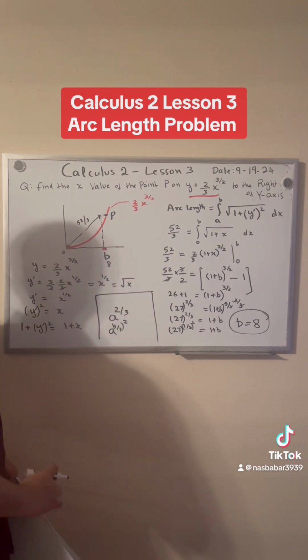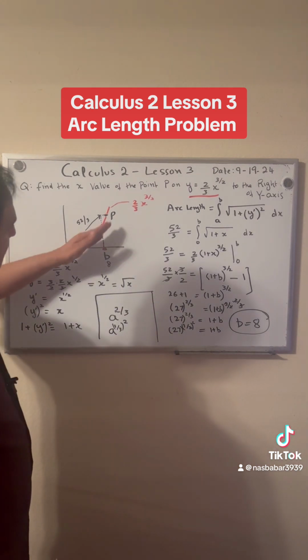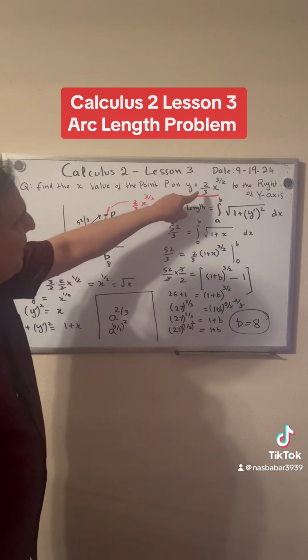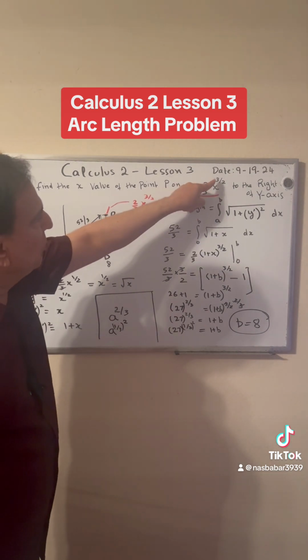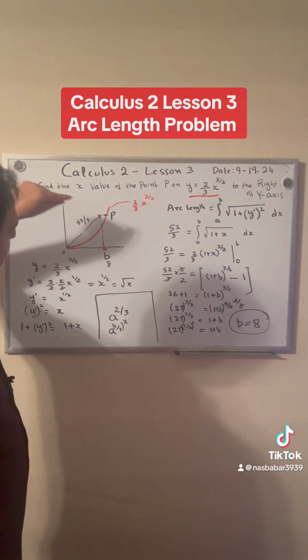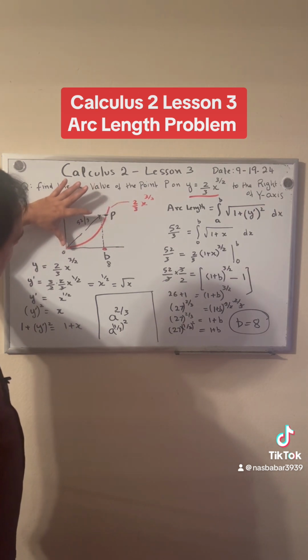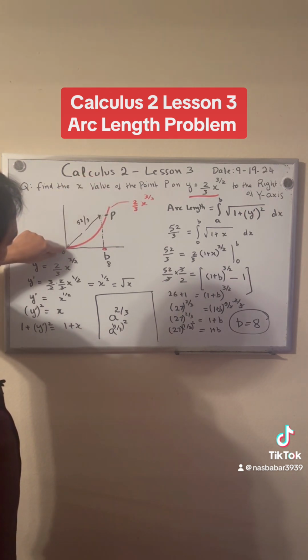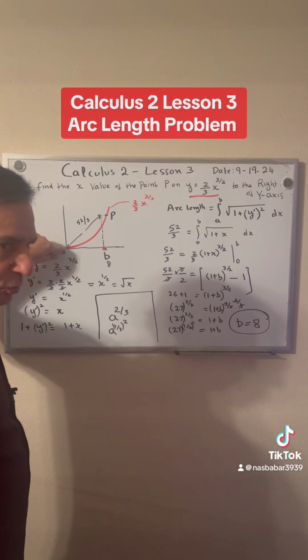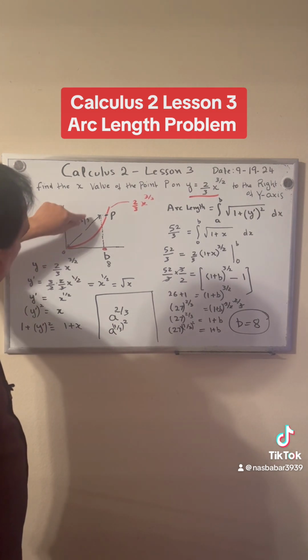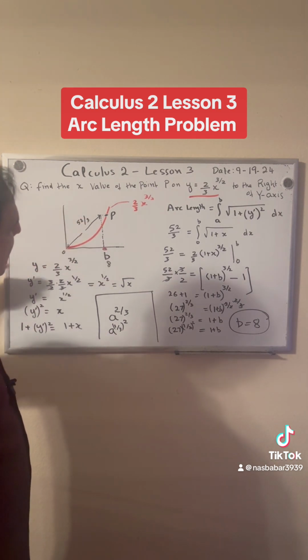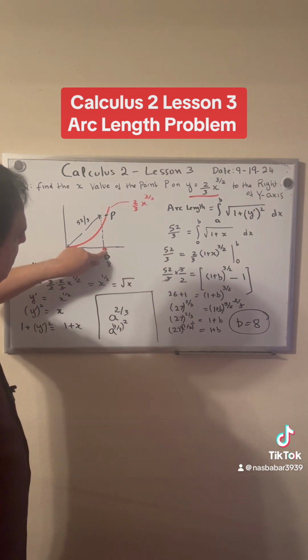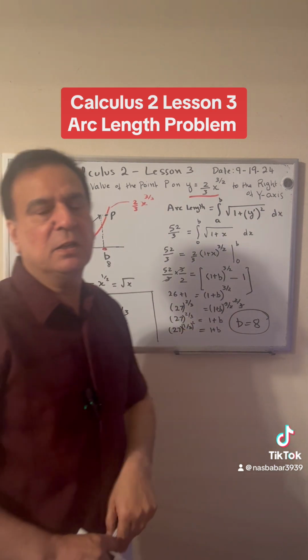So basically what they were saying was that there is a function curve y is equal to 2 over 3 x raised to the power 3 over 2. There is a point on that. The length of the curve to that point from x is equal to 0, y is equal to 0 is 52 over 3. They wanted you to find the point along the x-axis, which is b. And that's exactly what we did.